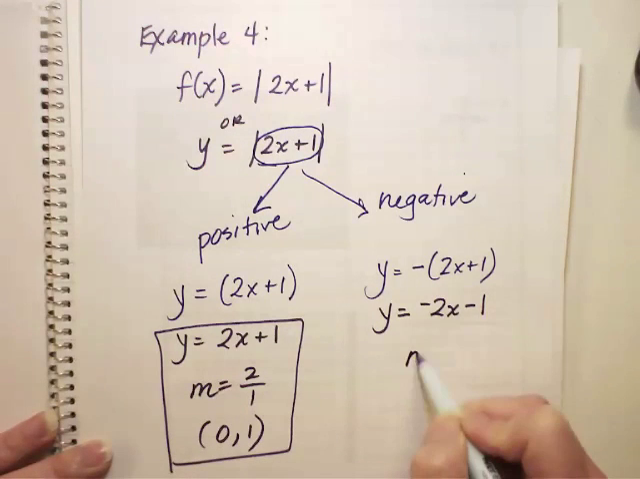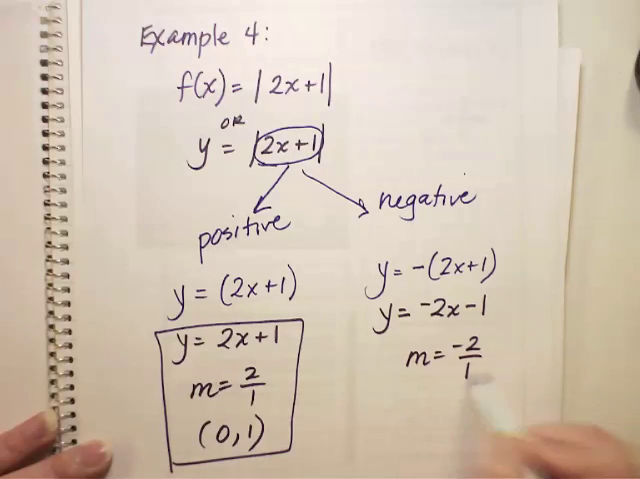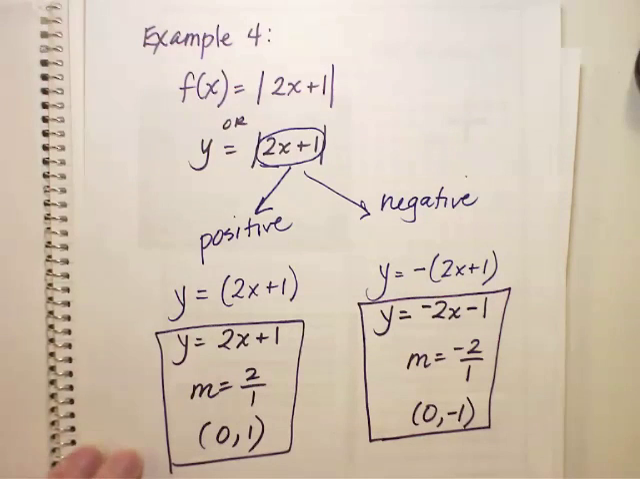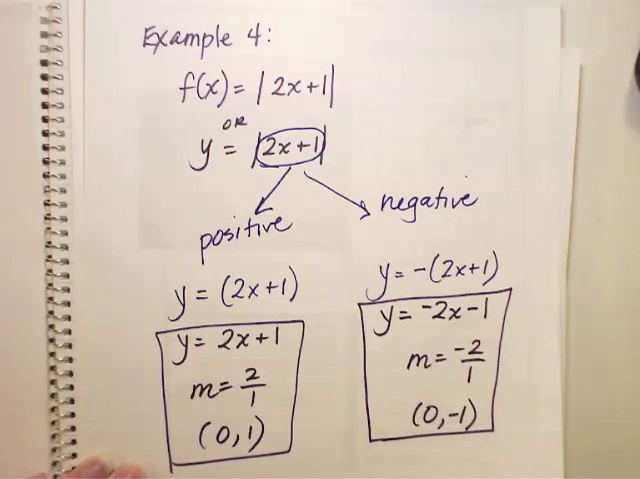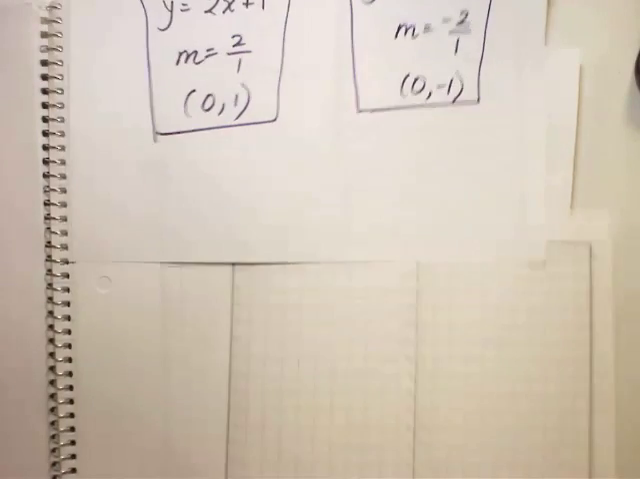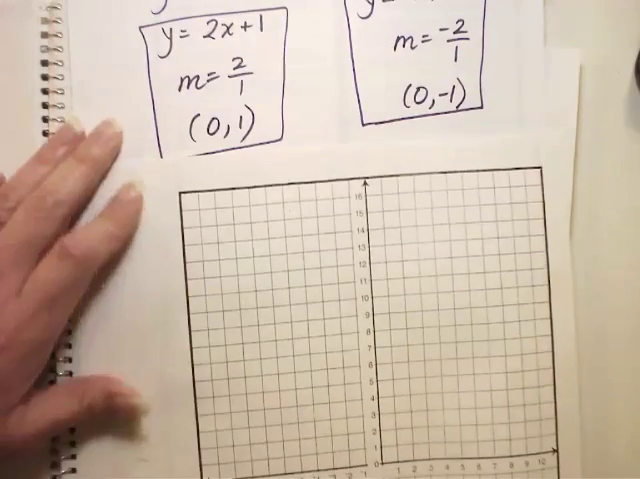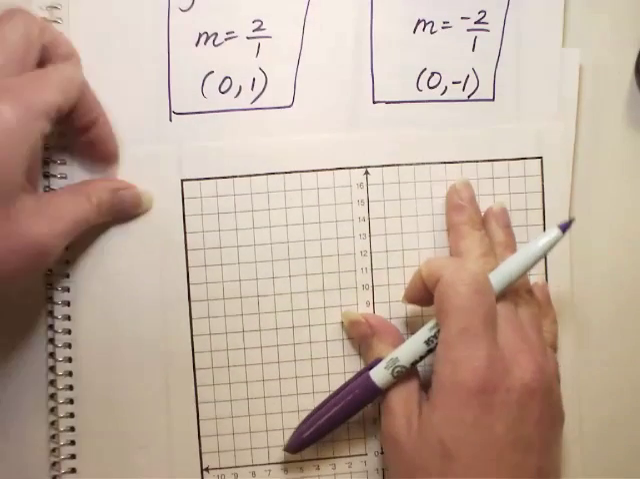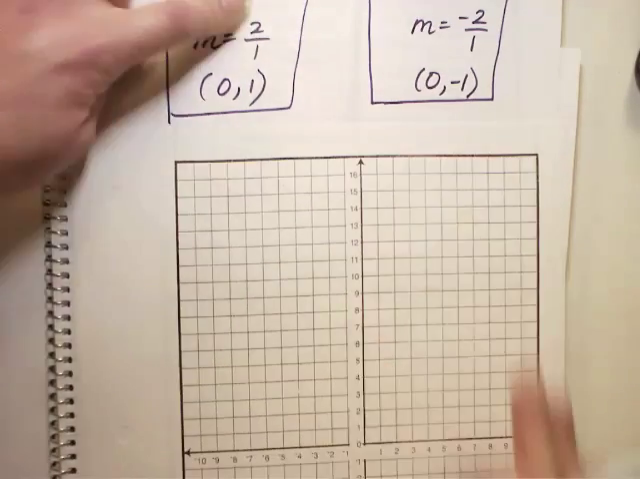In this case, slope would be negative 2 over 1. My intercept would be 0, negative 1. So what I'm going to do is take both of these and graph them on the same graph. Okay, so here's my graph paper. And then I'm going to go ahead and graph the first graph, which is y equals 2x plus 1.